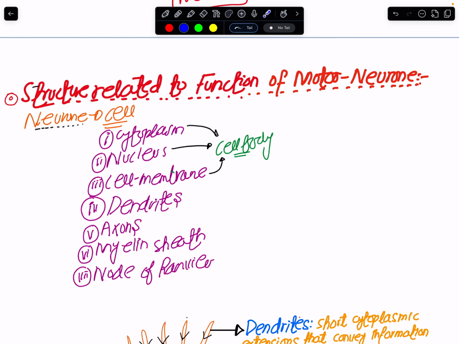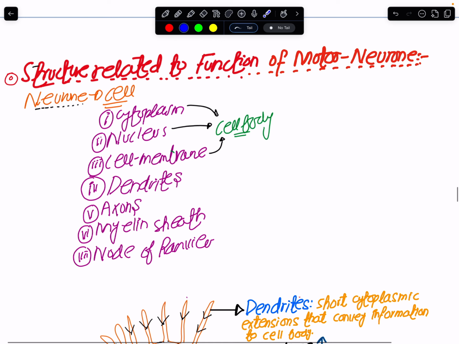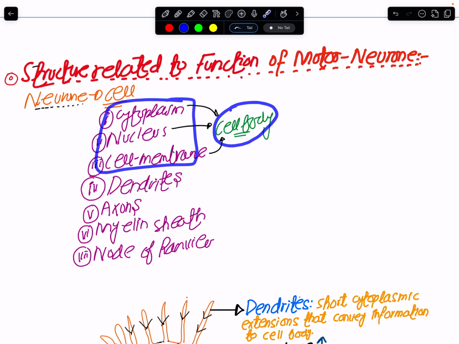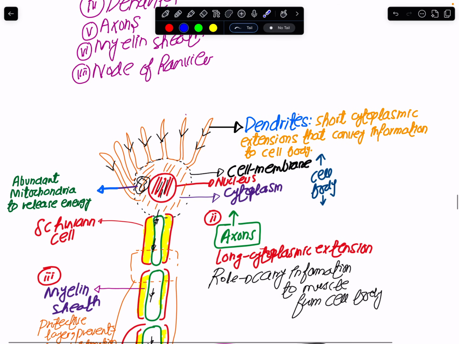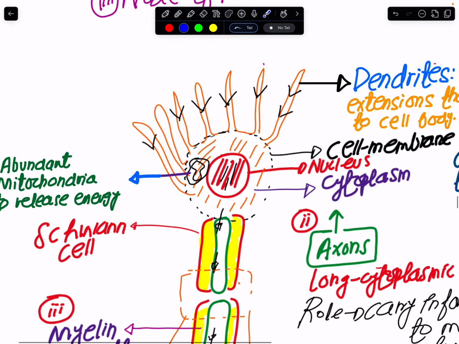So, since the motor neuron is a cell, we expect that it would have the cytoplasm, the nucleus, and the cell membrane, and collectively these structures for any neuron make its cell body. Then in the motor neuron, we have seen there are the dendrites and the axons, and there is a protective sheath that we refer to as the myelin sheath, and there is a major feature of these motor neurons specifically, which are referred to as the nodes of Ranvier.